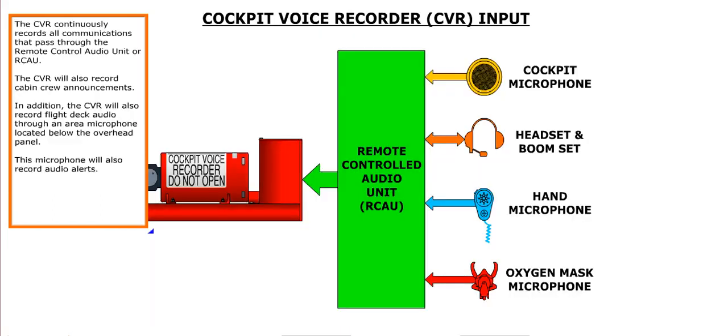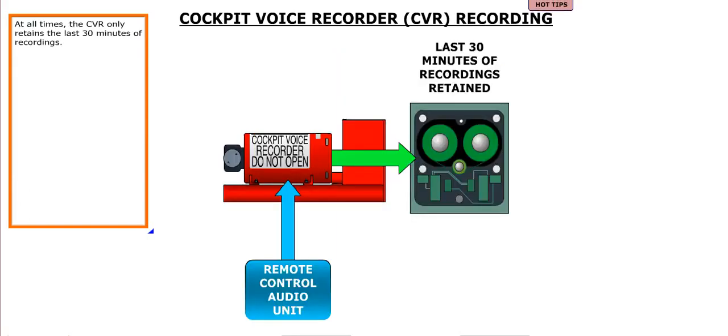The CVR continuously records all communications that pass through the Remote Control Audio Unit, or RCAU. The CVR will also record cabin crew announcements. In addition, the CVR will also record flight deck audio through an area microphone located below the overhead panel. This microphone will also record audio alerts. At all times, the CVR only retains the last 30 minutes of recordings.